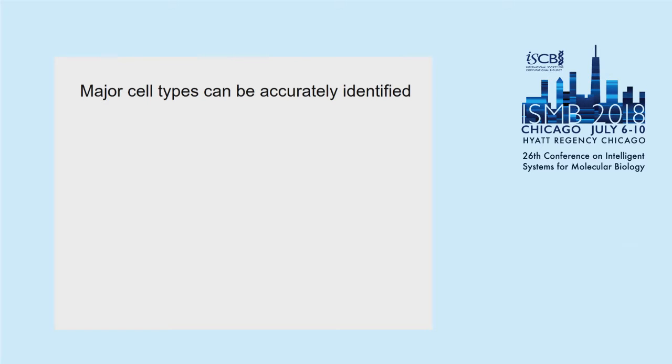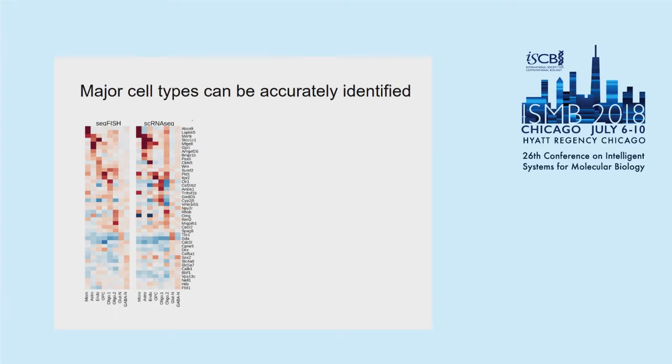So the first set of results is on the cell type prediction. We noted that the seqFISH and single-cell RNA-seq correspond very well in terms of the cell type average expression for all the cell type marker genes. In fact, the correlation is more than 0.8 in terms of Pearson correlation.